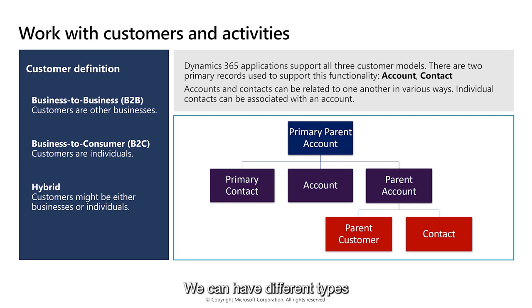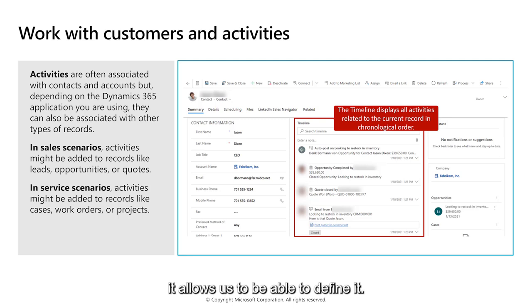We can have different types of contacts associated with it. We can have a billing contact and an account contact and a variety of other stuff as well. So we're able to put that in place. So it allows us to be able to define it. We're also able to use activities.